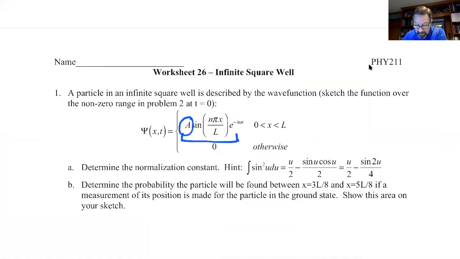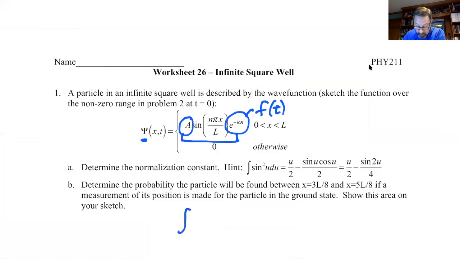Remember I said we would put the constant, it could have been with the time piece right there, and this is capital psi. I just found the equation from the previous slide, A times the sine of n pi x over L, and I slapped on what we've been calling f of t right there, and I've got the full wave function. The first step is going to be to normalize it.